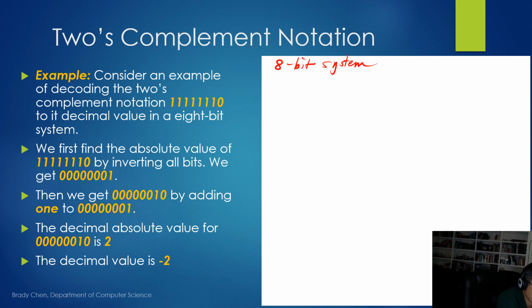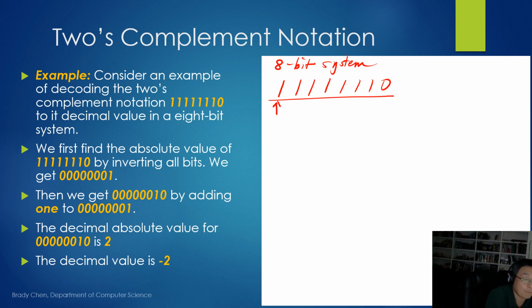So the two's complement notation is 1111 1110. We mentioned that we first need to check what the sign of this number is, whether it's a positive number or a negative number. The way we check this is to look at the most significant bit. If the most significant bit is 1, that means this number is a negative number. If it's 0, that means it's a positive number.